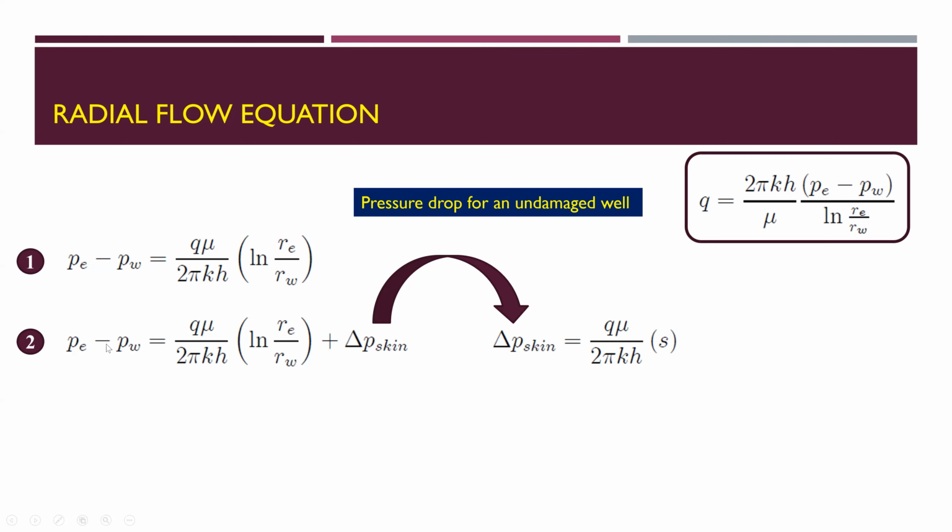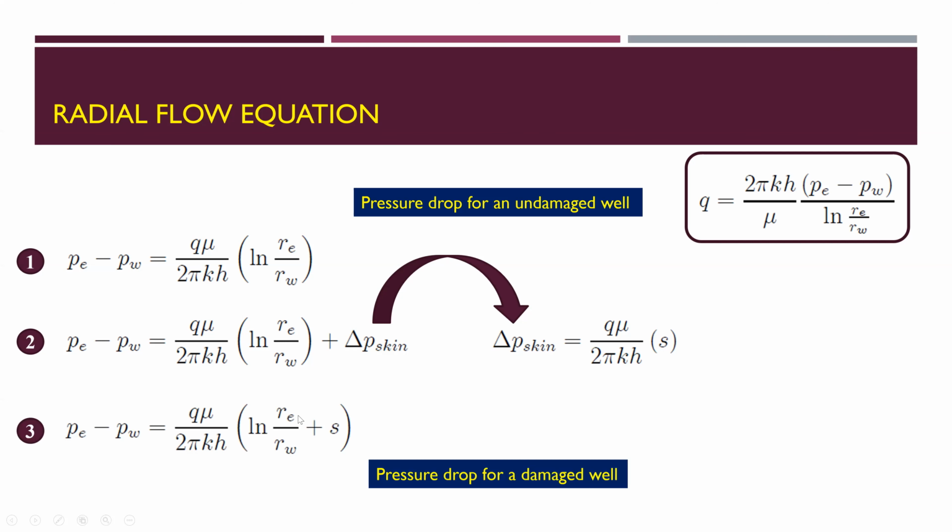If this is pressure unit and this is dimensionless, this will be pressure unit. So delta p skin has to maintain these variables as they are to maintain the balance of the equation. So what is remaining? Something similar, a synonym to this dimensionless radius, which we call S, skin. So this can be the form of the radial flow Darcy equation in the case of a damaged well.